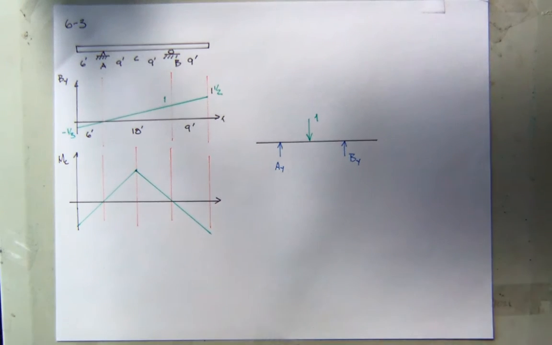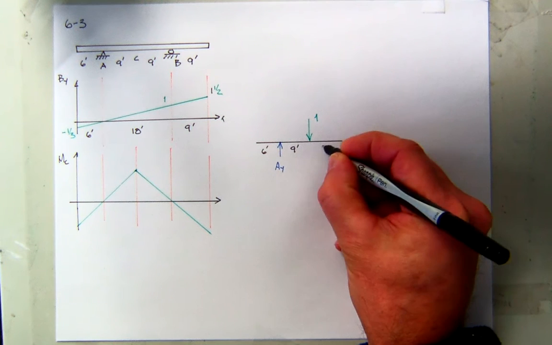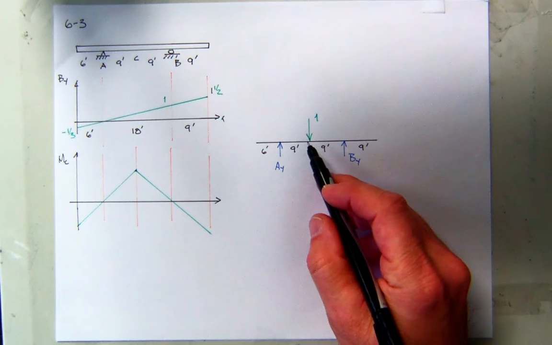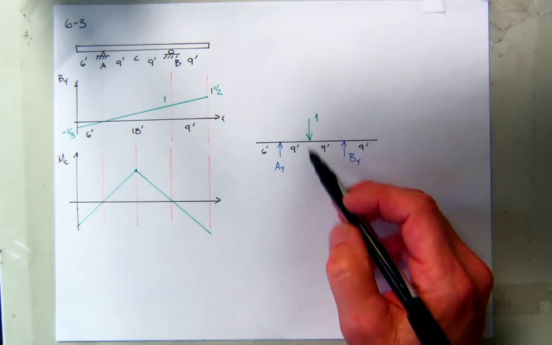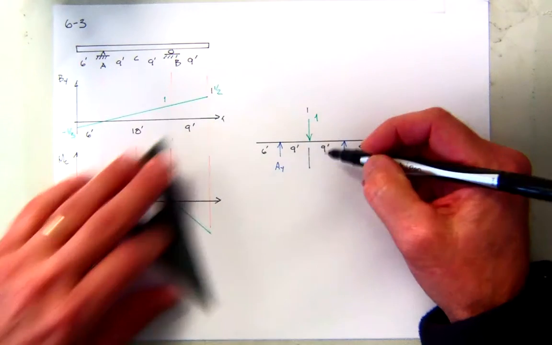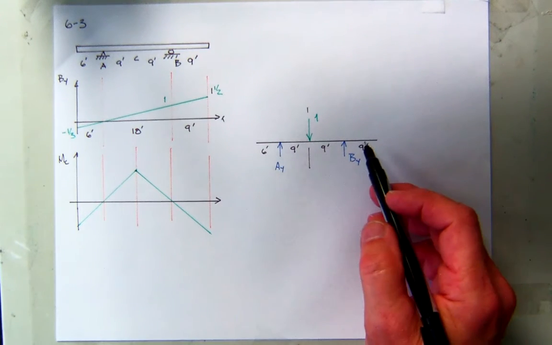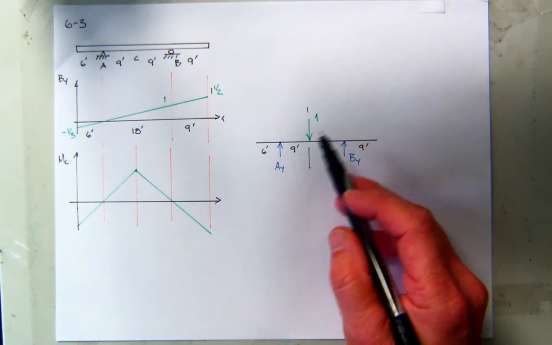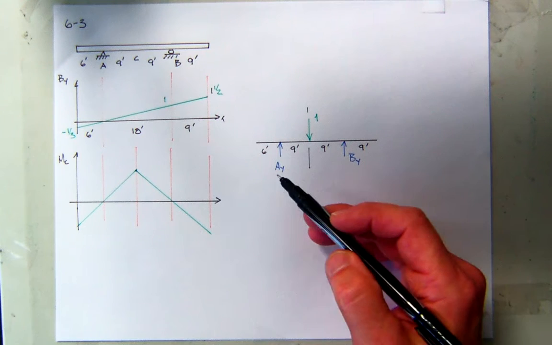And if we look at all the distances, this will be 6, 9, 9, 9. And I'm trying to find the moment there for this position. So I'm going to cut it here and look at either the left side or the right side. I don't see any advantage. I'll just go to the left. So that means I'll need my AY reaction for this. Then I'll cut the structure and find the moment. So how do I find the AY reaction for that?